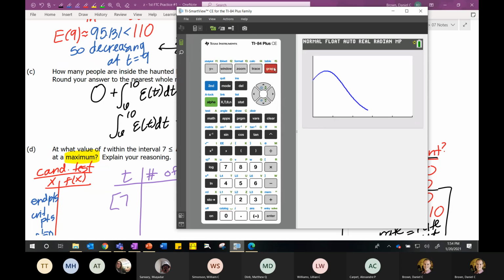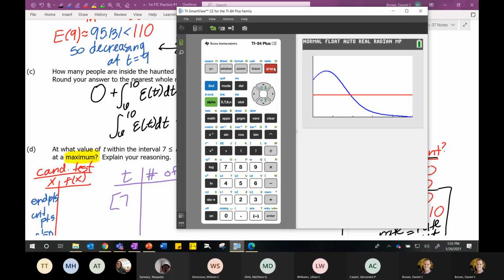And then I'm going to hit graph. And so we see a function. We'll talk about what we're looking at. The blue line is the rate people are entering the haunted house. And again, not the number of people, but the rate people are entering the haunted house. The red line is the rate that people are exiting the haunted house. Most common mistake, people look at this blue graph, or it's blue on mine, and they look at that peak and they go, well, clearly that's where there's going to be the maximum number of people in the haunted house.